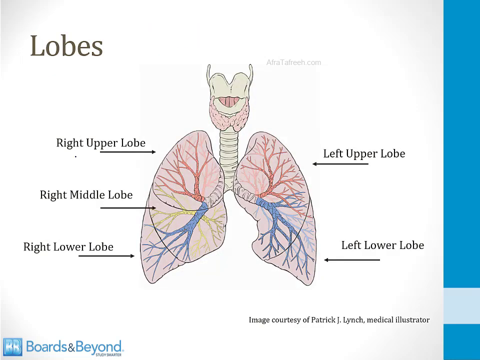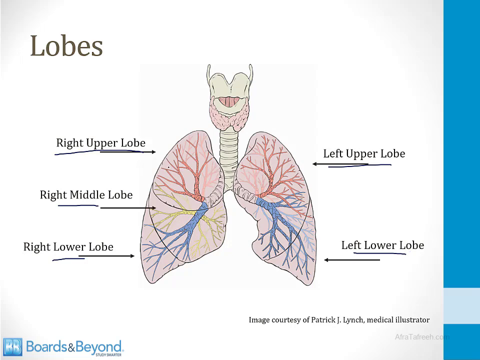Now let's talk about the lobes of the lung. The right lung is divided into three lobes, the upper, middle, and lower lobe. The left lung is divided into only two lobes, the upper lobe and the lower lobe. And the reason the left lung only has two lobes is because it has to make room for the heart. There is a small structure called the lingula that is a lobe-like structure and would otherwise be a left middle lobe, but it's not considered a lobe in and of itself.